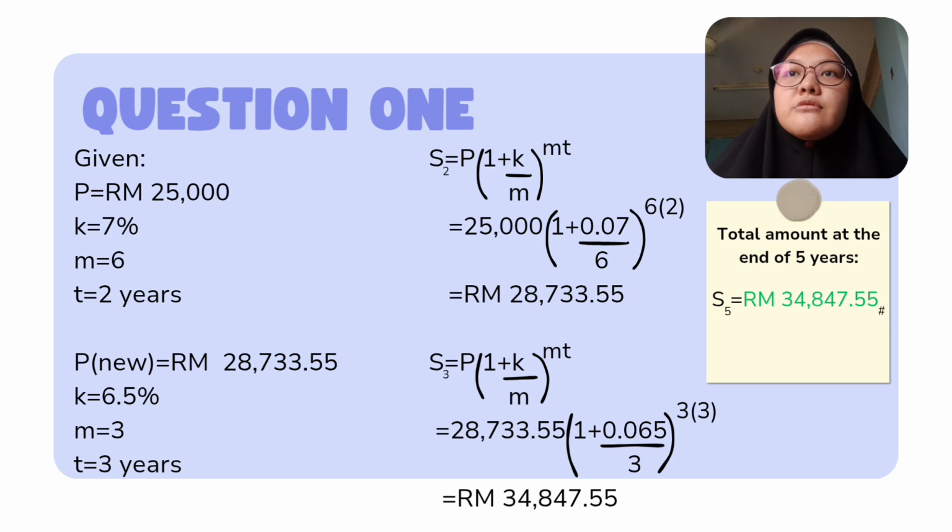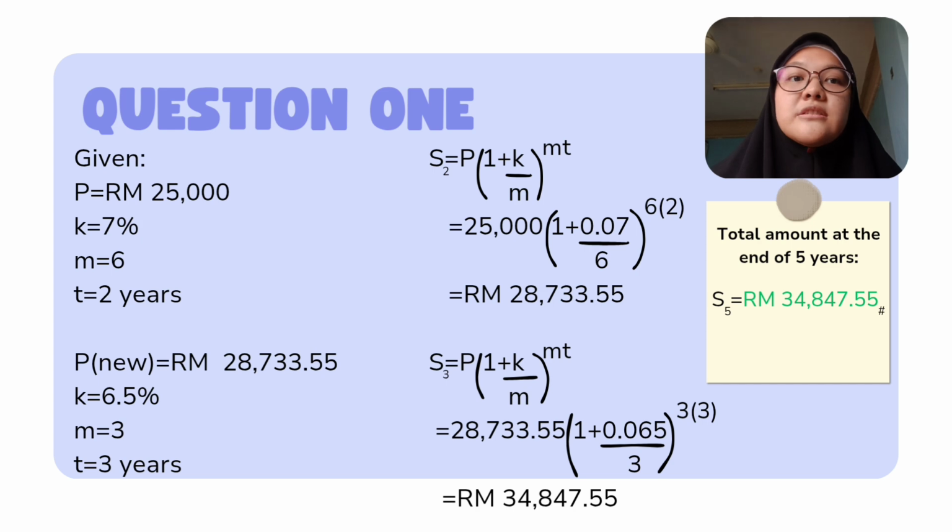So given P equals 25,000, K equals 7%, M equals 6, because it is compounded every 2 months, and T equals 2 years. We'll be calculating the first 2 years, so we'll be using the formula S equals P(1 + K/M) to the power of M multiplied by T. So the answer we will get is RM 28,733 and 55 cents.